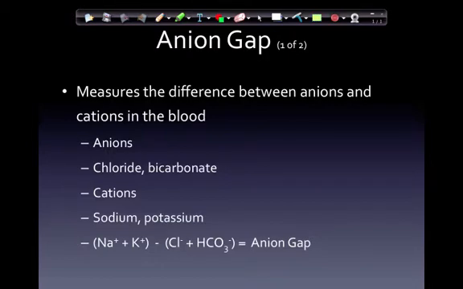Anion gap measures the difference between anions and cations in the blood. Anions, things like chloride and bicarbonate, are all negative. Whenever we think about both of those, they have a negative charge, and that's what an anion means. And then cations: sodium, potassium, calcium are all cations. The anion gap is figured as sodium plus the potassium minus the chloride plus the bicarbonate. And this would be the anion gap.